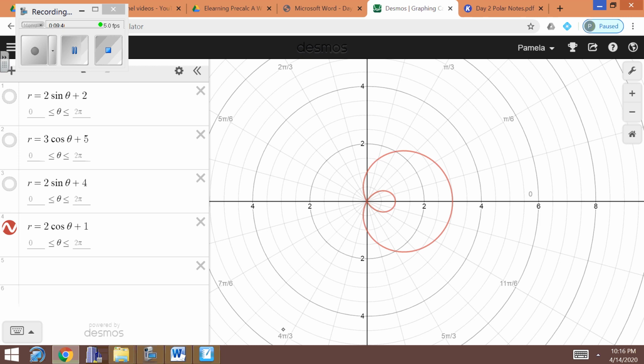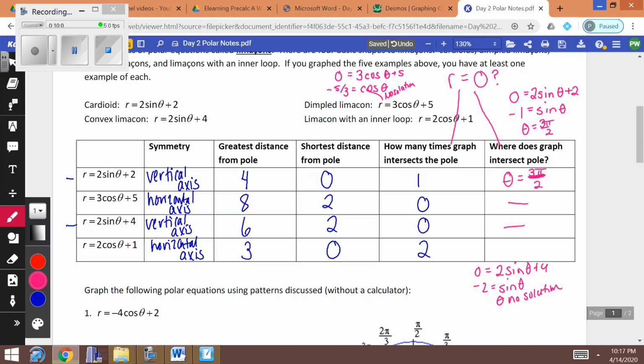So here, our greatest distance from the pole is 3 units away. And our shortest distance from the pole, careful, we're not looking at this one right here. It does cross through the pole. So our shortest distance from the pole is 0 on this one. So greatest distance is 3, smallest distance is 0.